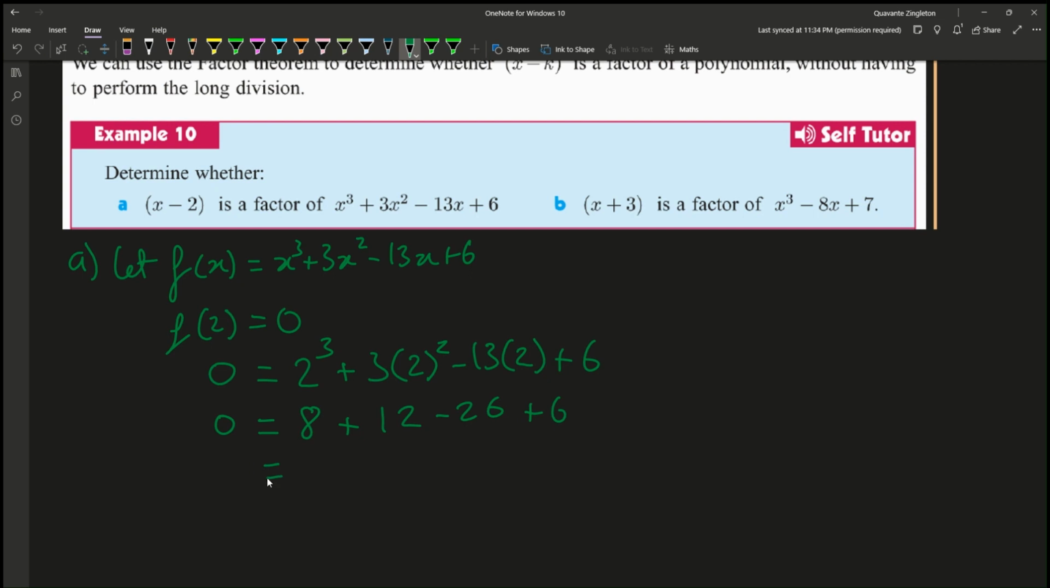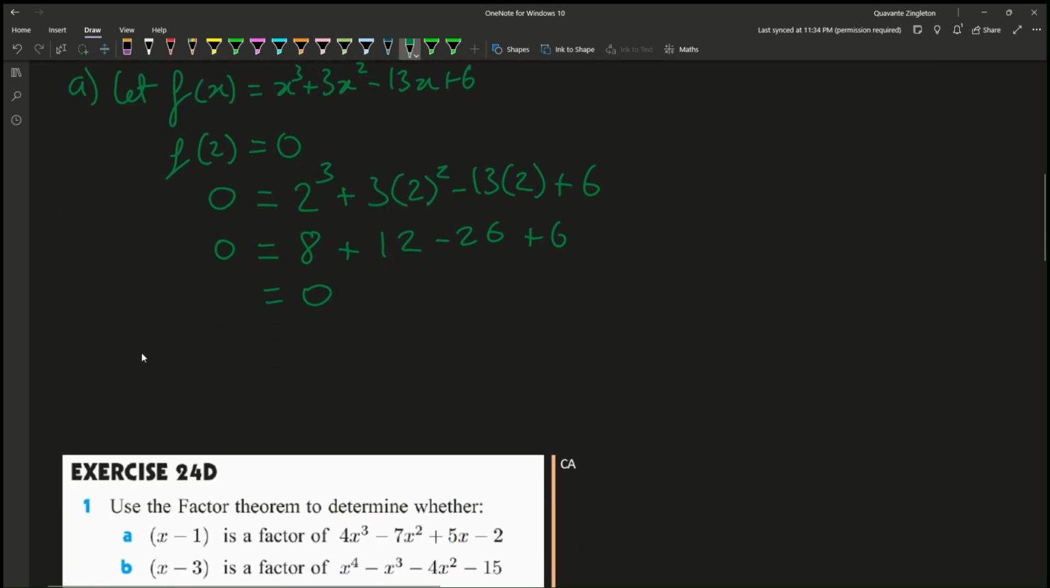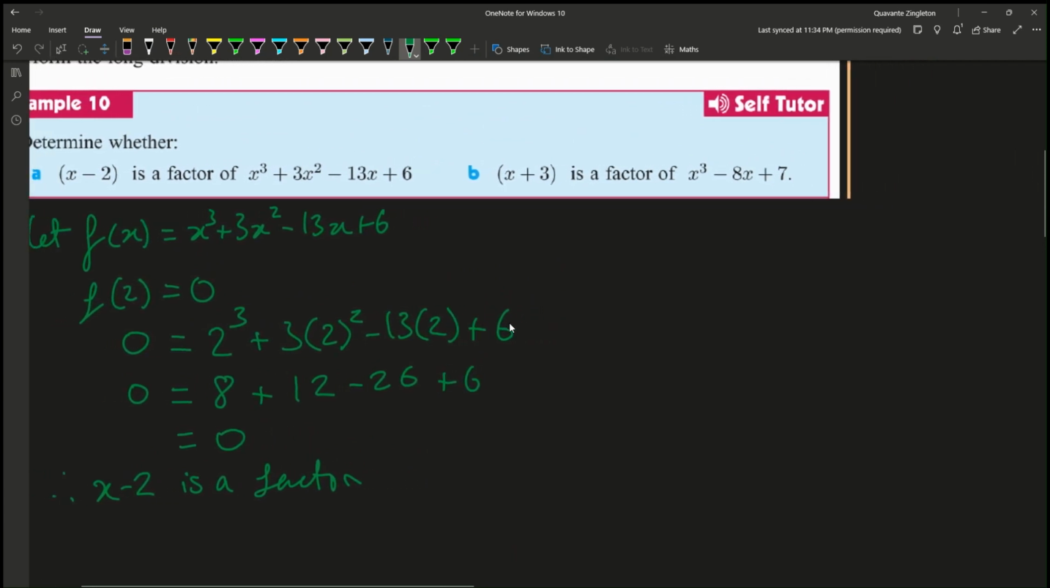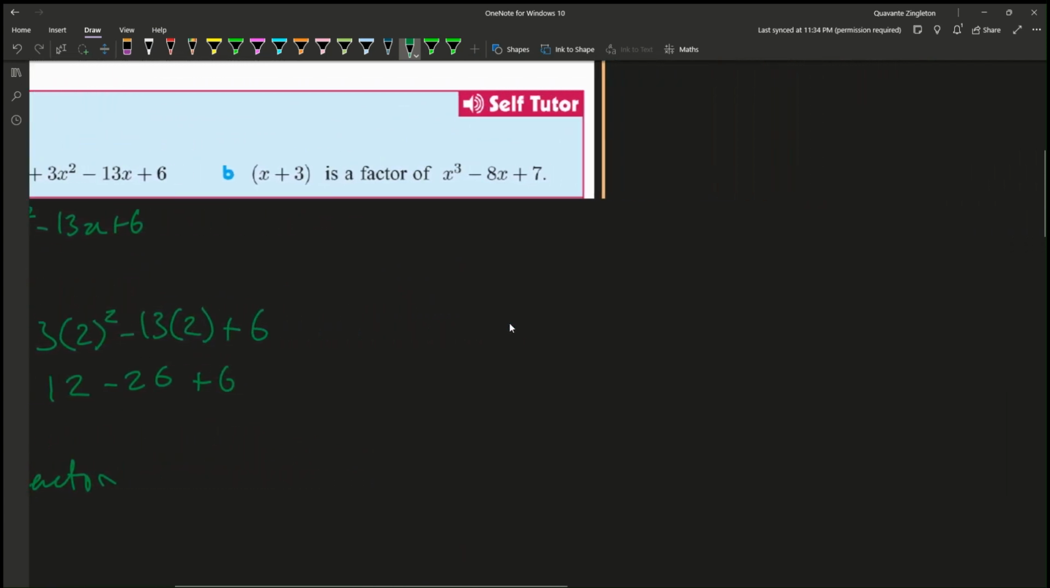Now we just collect like terms. So 8 plus 12 is 20, 20 plus 6 is 26, minus 26 is 0. Since it equals 0, therefore x minus 2 is a factor because it equals 0. Alright, moving on to the next one.